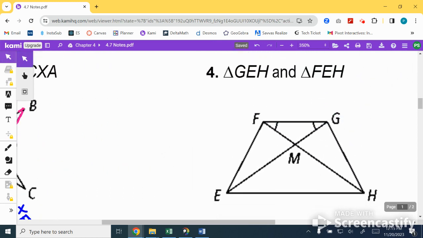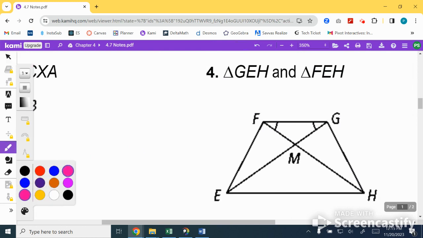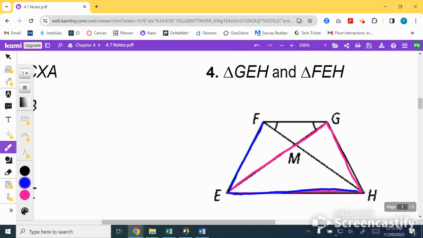I'll come over here. Triangle GEH and triangle FEH. Let's go ahead and highlight them. GEH. So here's G to E, and then E to H. And then I just close that up. There's that triangle. And then I go in blue. I'm going to do blue for that one. And I'm doing FEH. So F to E, E to H, and then close that one up. So if you look at the pink and the blue, those are my two triangles there. We can pull them apart.